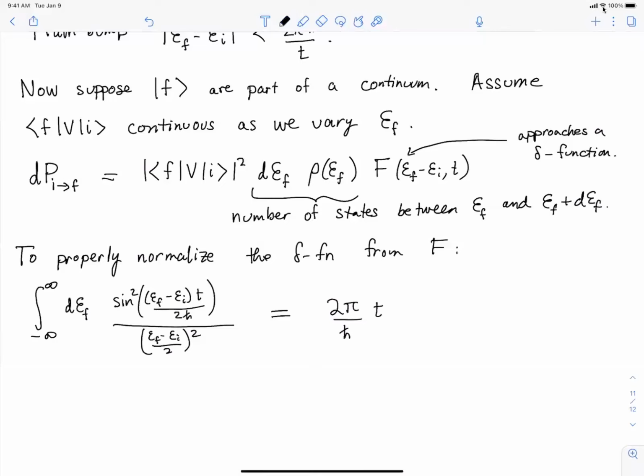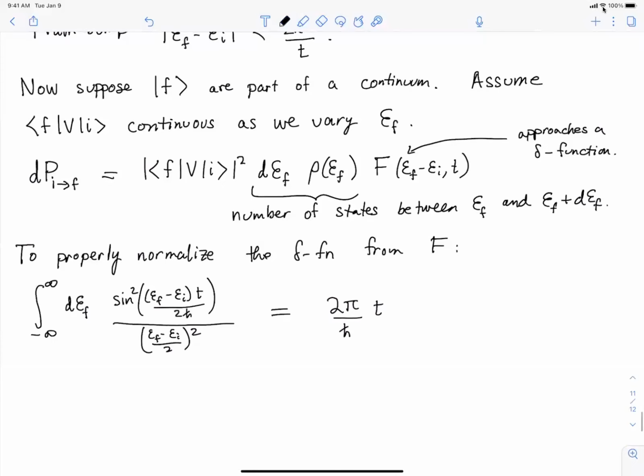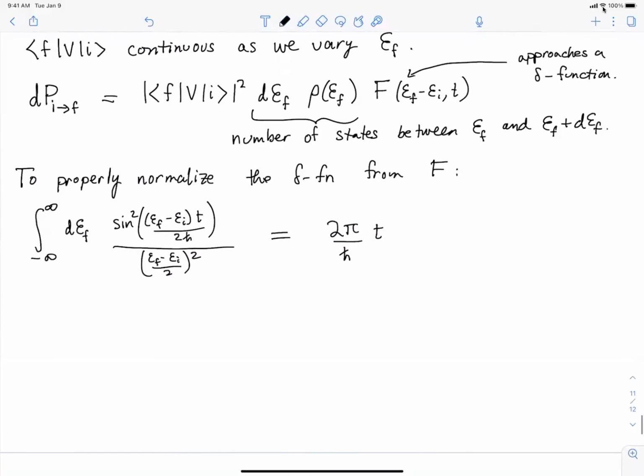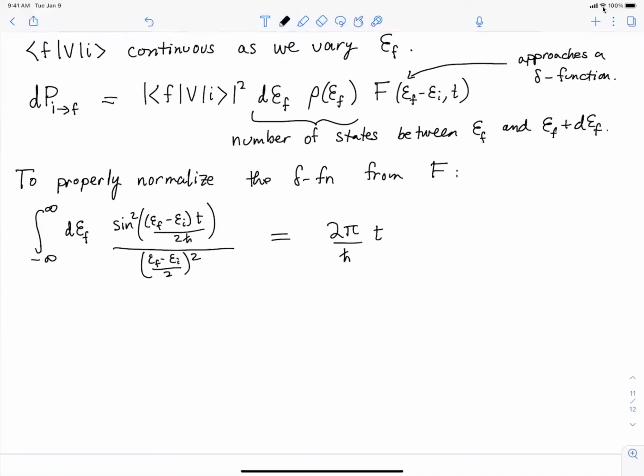So notice it doesn't depend on the final energy because we're integrating over that. It also doesn't depend on the initial energy because it only appears in the combination E_f minus E_i. So it comes out to that nice simple thing. And so if this were a delta function, it should have had area 1 under it instead of 2 pi t over h bar.